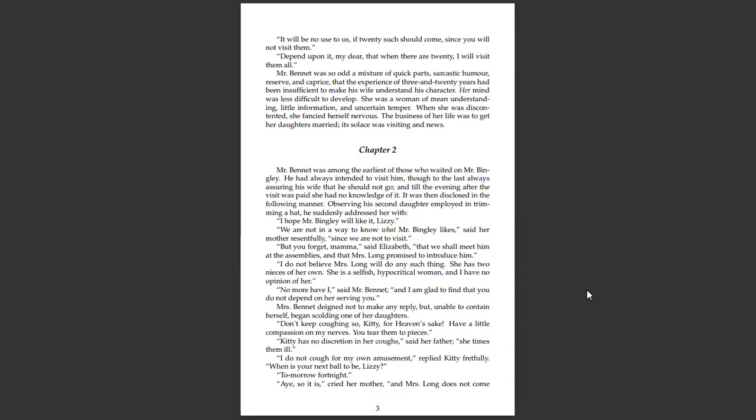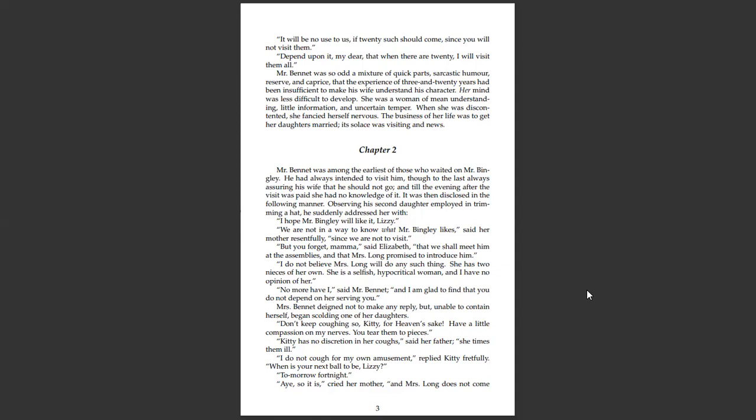She had no knowledge of it. It was then disclosed in the following manner. Observing his second daughter employed in trimming a hat, he suddenly addressed her with, "I hope Mr. Bingley will like it, Lizzie."